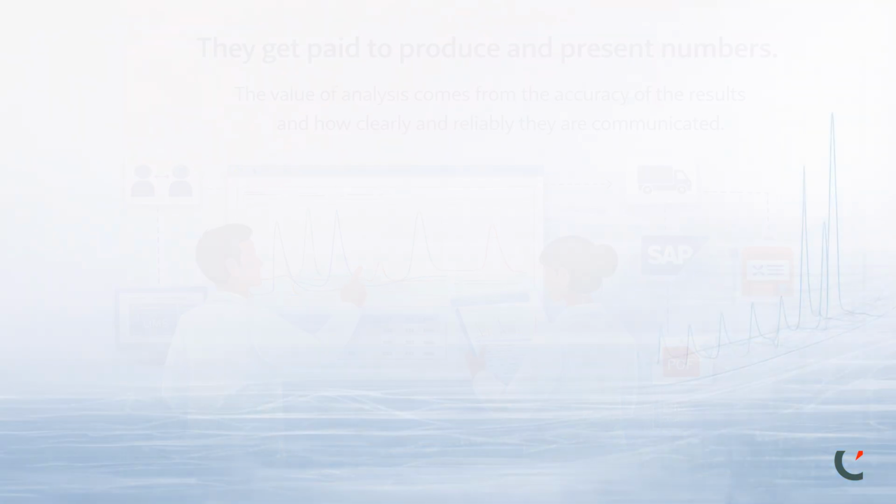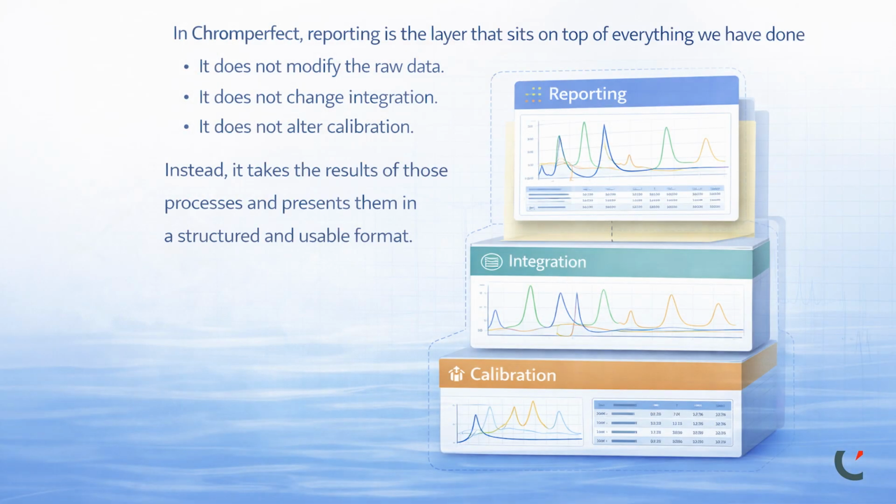are communicated. In Chromperfect, reporting is the layer that sits on top of everything we have done so far. It does not modify the raw data, it does not change integration, it does not alter calibration. Instead, it takes the results of those processes and presents them in a structured and usable format.